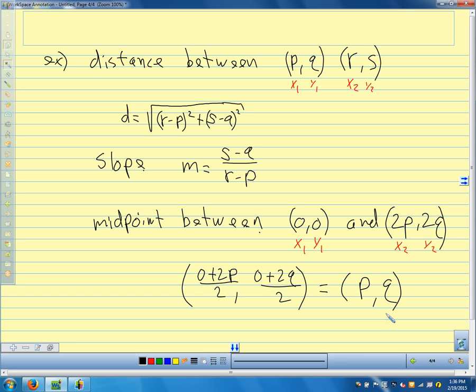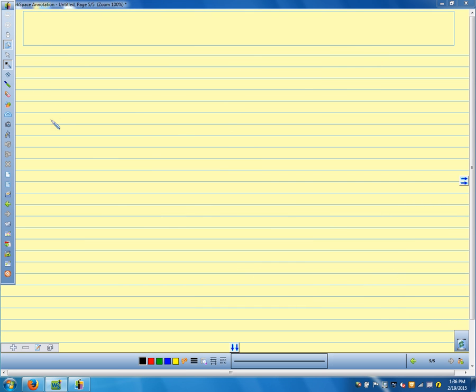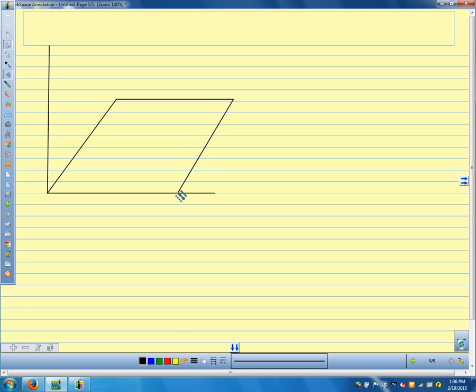Want to look at a couple more quick examples, and then we'll be done. Sometimes we have to figure out some information about coordinates without using numbers. So I want to look at an example like that. Here's my shape. I have this graph of this shape, and we know that this is a parallelogram.